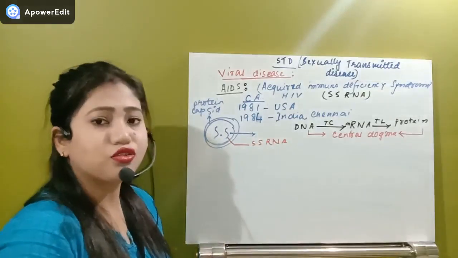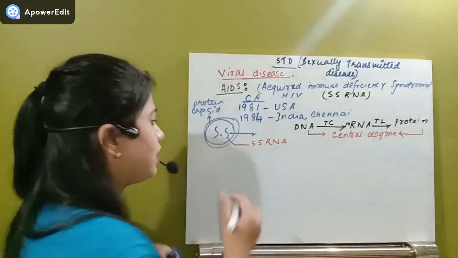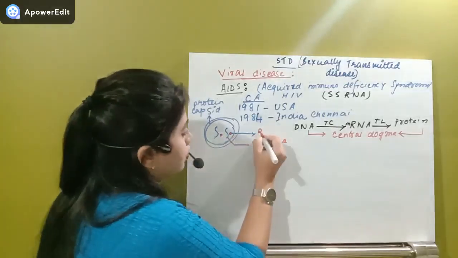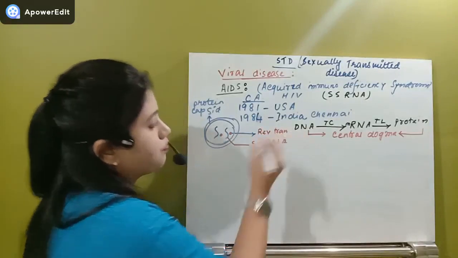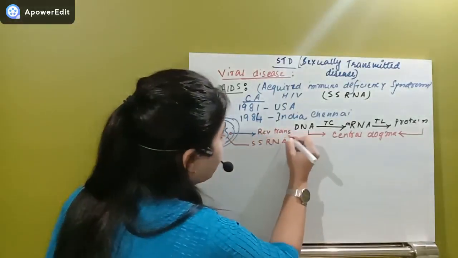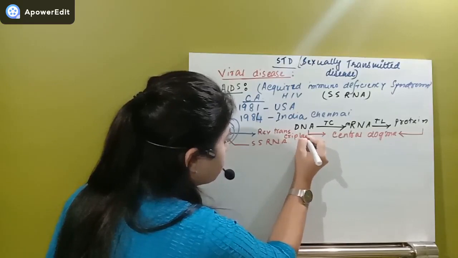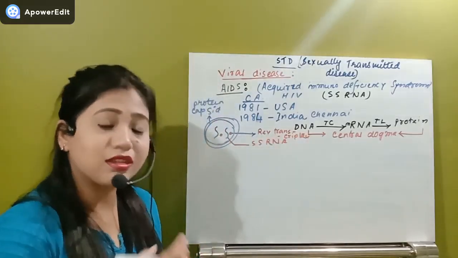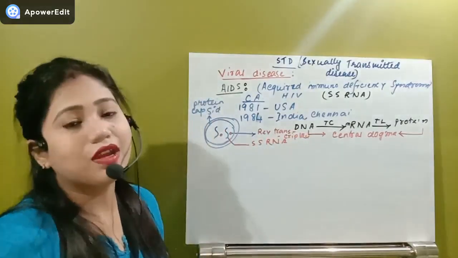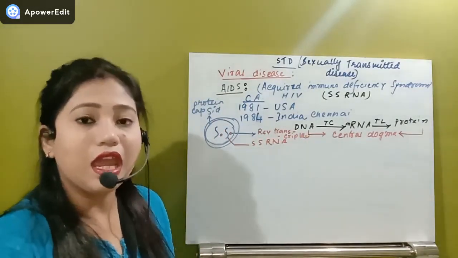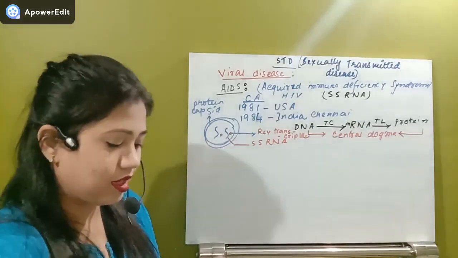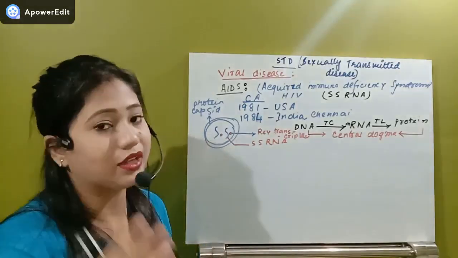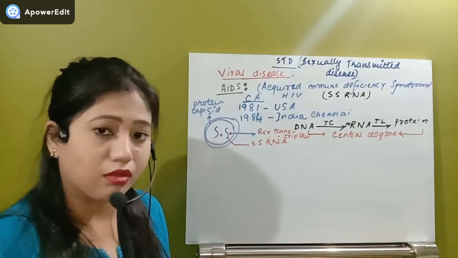Along with that, it is also going to have a very important enzyme. So what is that enzyme? This enzyme is reverse transcriptase. So reverse transcriptase is the enzyme present in the virus body, so that whenever it enters inside our body, it undergoes reverse transcription. Just see, this is the structure. I will tell you in detail how the life cycle is completed in our body.